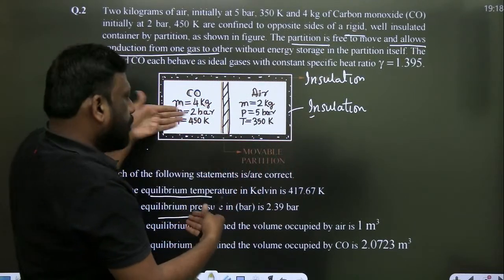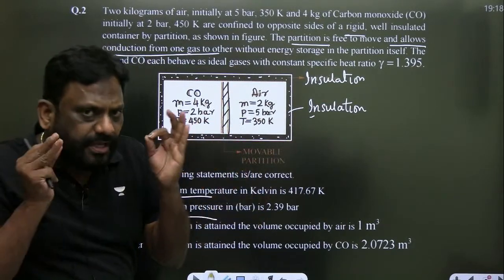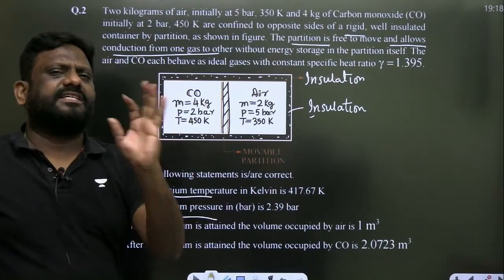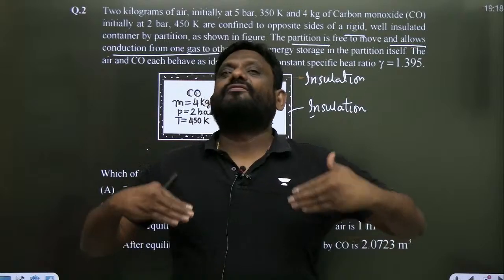And the partition is moving, and finally, when the equilibrium is reached, this side pressure should be same. If this side pressure is more, it will push. So there will not be any equilibrium. So if equilibrium is to be achieved, common sense says, the pressure on this side should be same. Then only it will be equilibrium.